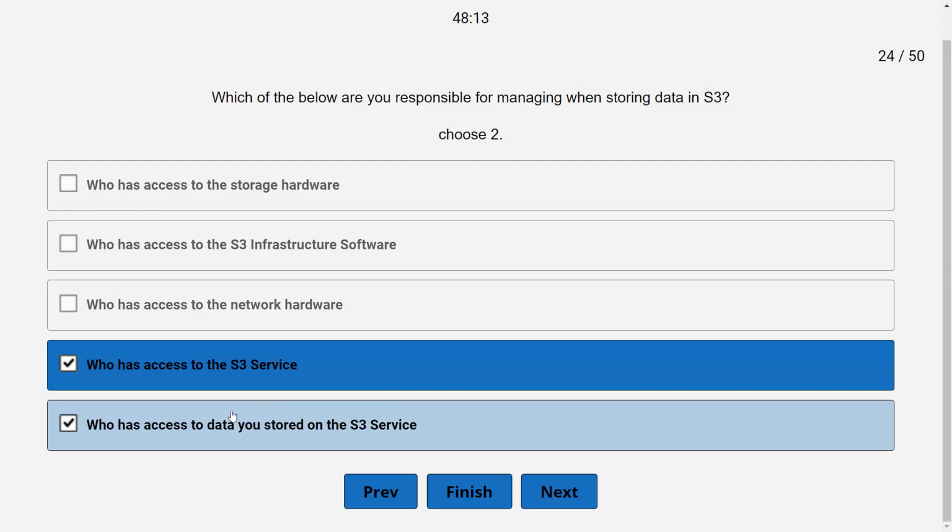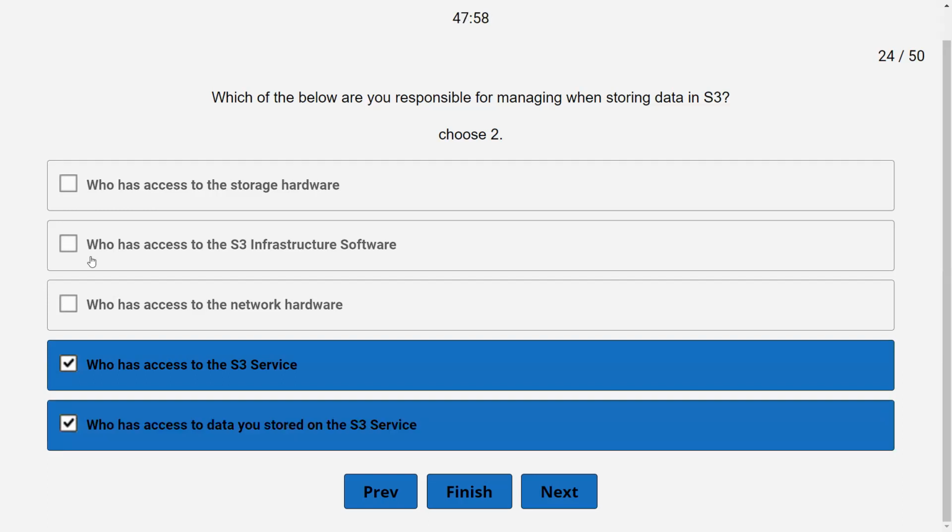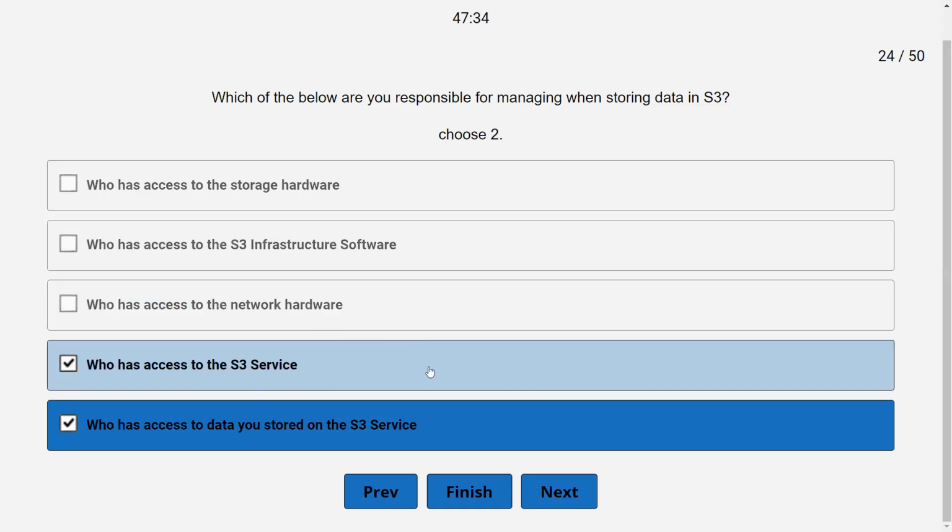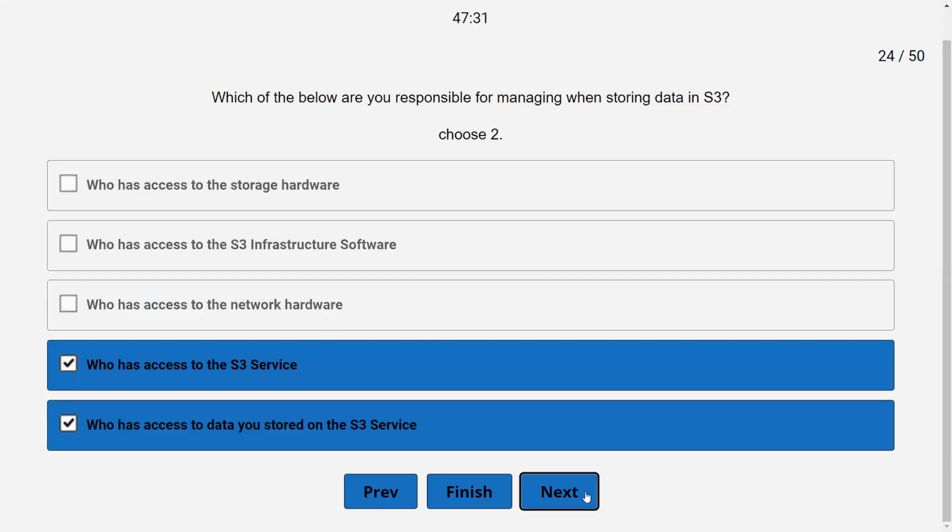So yes, there is hardware, which is not our concern, right? Anything hardware is not your problem. So this one is hardware, this one is infrastructure software, this one is a distractor. The infrastructure software is the whole AWS platform, right? And then who has access to the network hardware? Those are not your concern. So basically these two. Don't be mistaken.